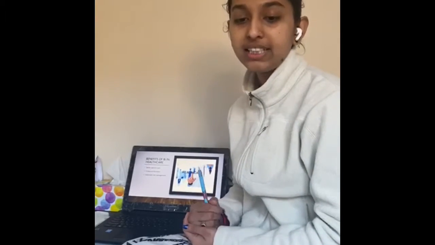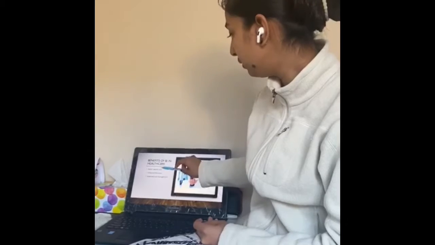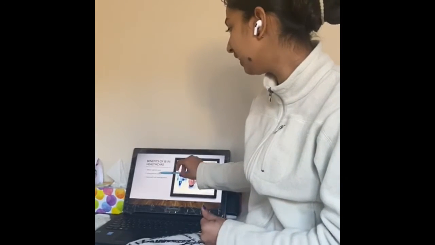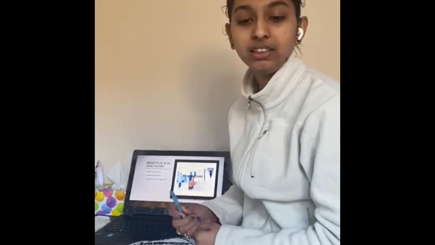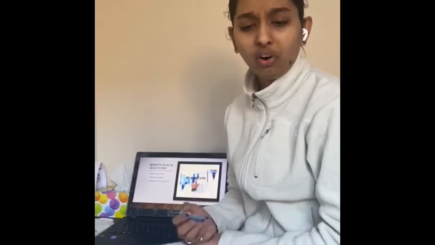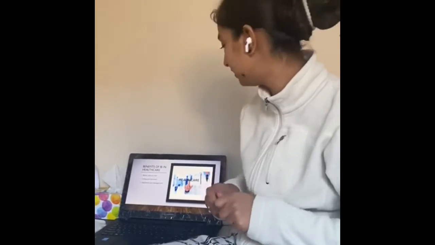Now, what are the benefits of BI in the healthcare system? There are three benefits of BI in the healthcare system. The first is better patient care. Nowadays, due to all the technologies, patient data is easily available. BI can use this data to help all team members, and they can help to cure the patients.